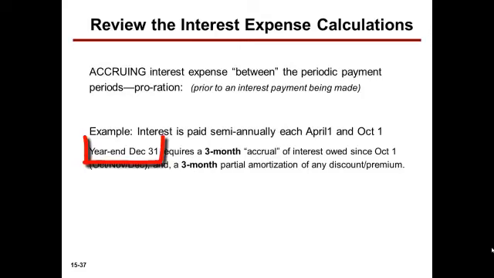So year-end December 31st requires a 3-month accrual of interest owed since October 1st. If we make payments on April 1st and October 1st of interest, we have October, November, and December of interest that is earned at year-end. This 3-month partial amortization of discount or premium must occur, as well as a recognition of interest expense for that 3-month period.